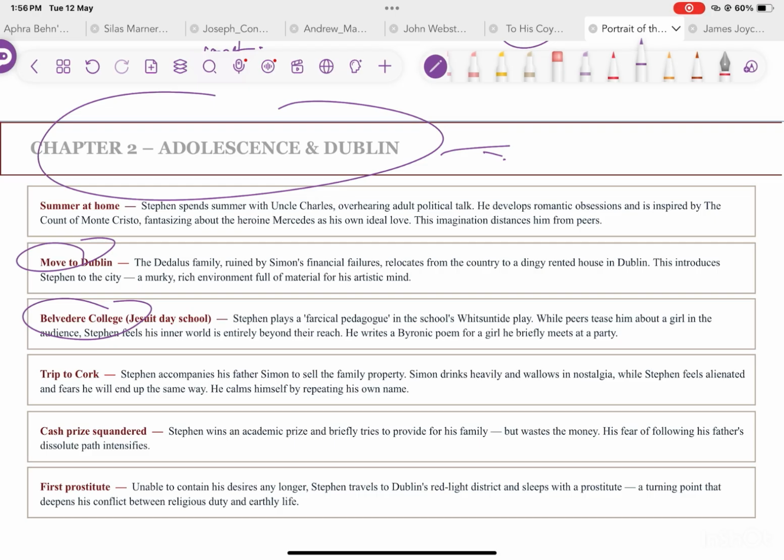And then we move to Belvedere College. At Belvedere School, Stephen performs in a Whitsuntide play. But his experience at school is very artificial, very mechanical, and emotionally distant. Joyce describes these events very beautifully. Joyce also described the wooden sets, props, and performances to reflect Stephen's growing detachment from ordinary social life.